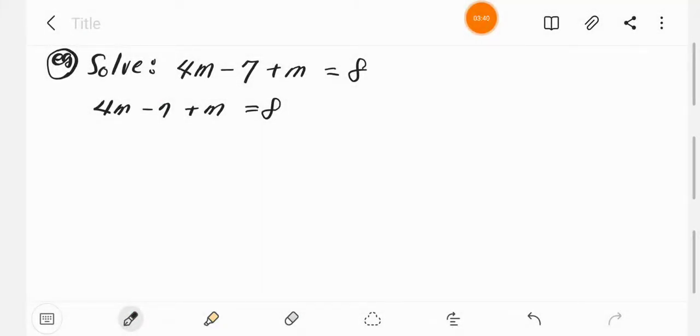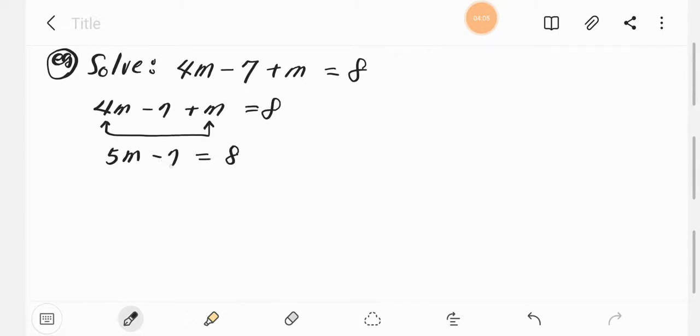Okay, let's solve this equation. This equation has two variable terms, 4m and m. So why don't we simplify these two first? So 4m plus m means 5m, right? 4 plus 1, so 5. So this is 5m minus 7 is equal to 8.